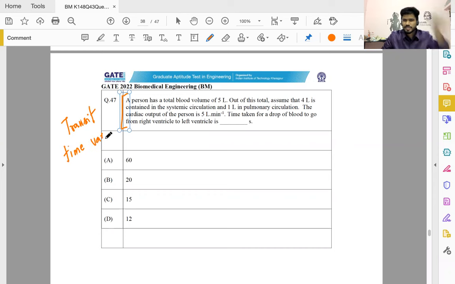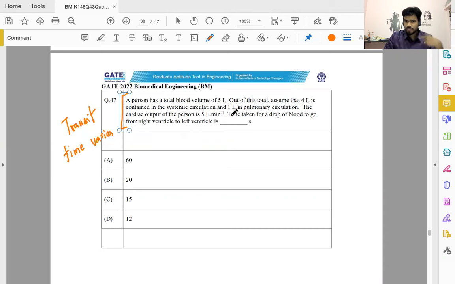What is transit time? The time it takes to go through a path. There are multiple paths. Each path has a different resistance, different length and all that. So transit time varies. But having said that, what can we make? Time taken on an average, at least this much time or something like that.